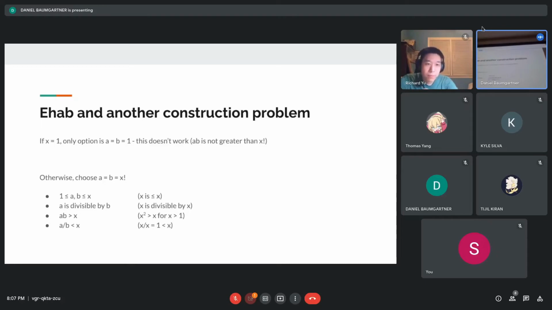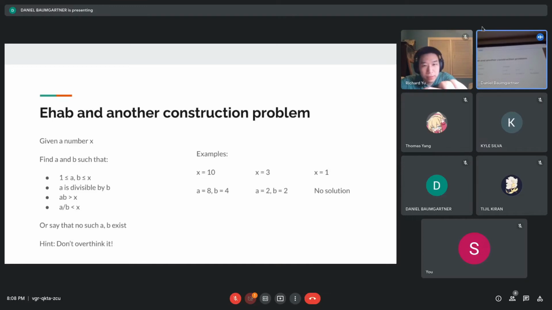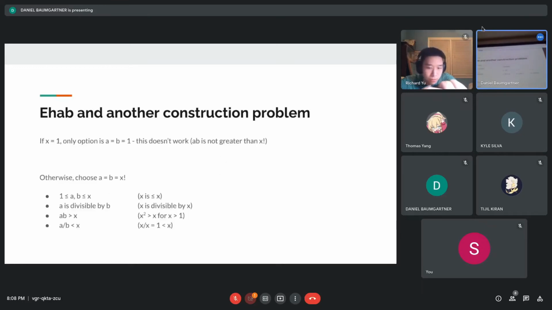So we have casework here. The general approach, before I do the edge case last, is to just say A is equal to B is equal to X. If A is equal to B, we don't have to worry about the A divides B condition anymore, because that's always going to divide to 1. Now, we want A divided by B to be smaller than X. So we already want to make a mental note that X equal to 1 is probably an edge case, some case that we have to handle manually.